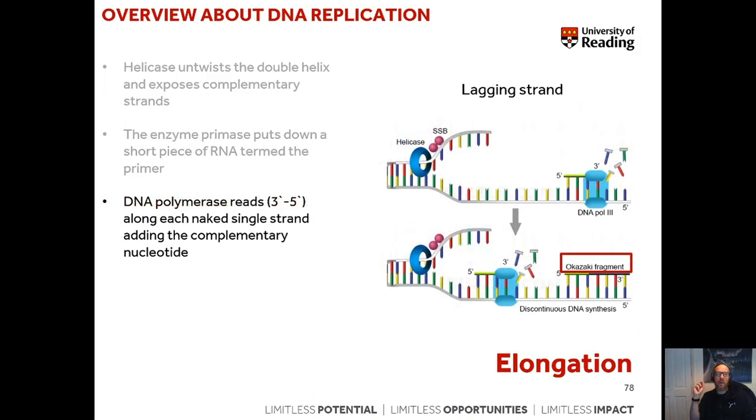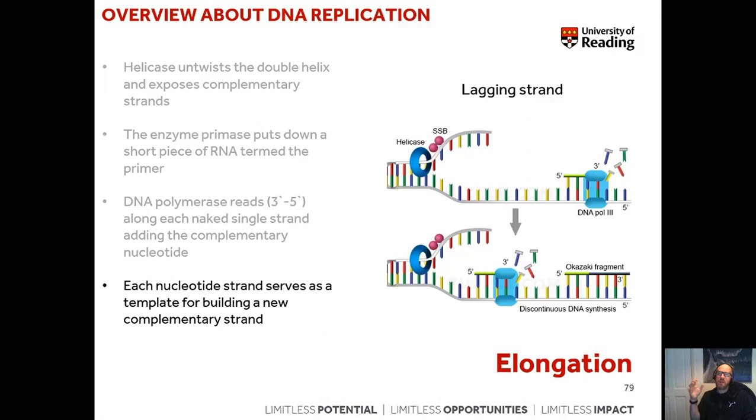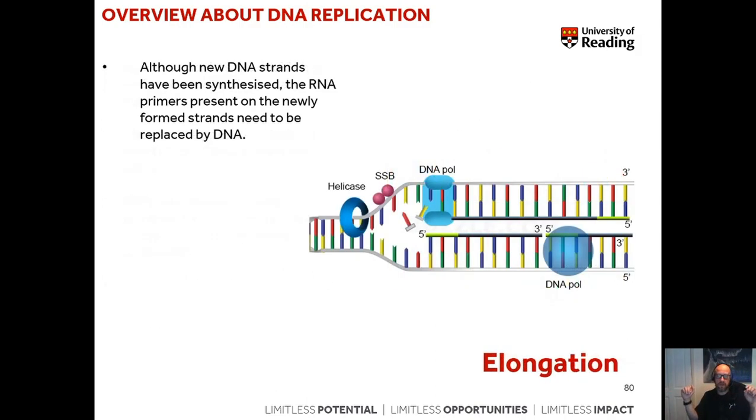However, on the lagging strand, we have primers that bind to different sites of the DNA. However, the DNA polymerase cannot synthesize the DNA in a continuous way, and this generates so-called Okazaki fragments, short fragments of DNA. So during replication, each nucleotide strand serves as a template for building a new complementary strand. So in replication, both of the original strands get identical copies as a result of the process.